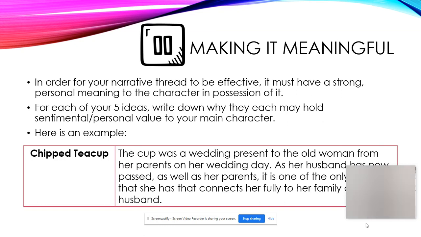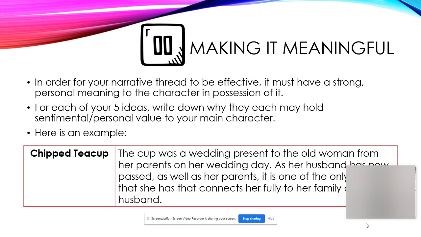Now, one thing that's really important with the narrative thread is it does have to be really, really meaningful. So you have to give a reason why you're starting your story with this and why your character keeps returning to the thought of it. It can be first person, third person, but either way, your character has to continue to return to it for some reason. So they do have to have a personal connection to it.